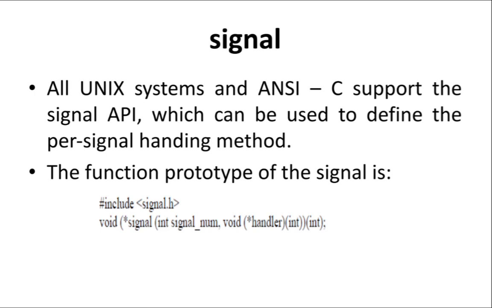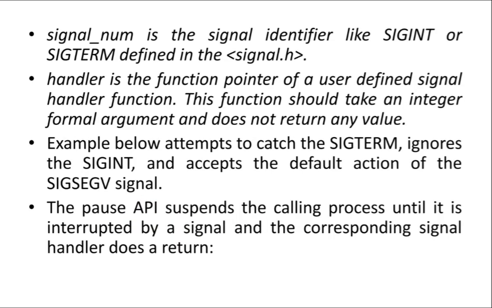So you can use a signal API to define the signal handling method. Here is the prototype, you can see here void signal. So you have an argument int signal number, void handler int. Now I will explain these arguments. See here, signal number is the signal identifier like SIGINT or SIGTERM defined in signal.h.